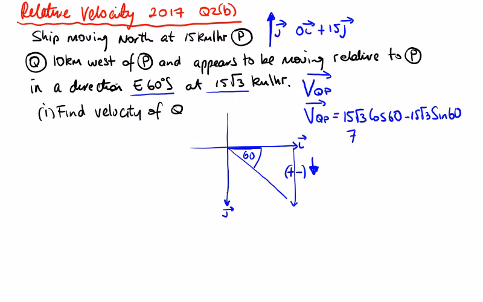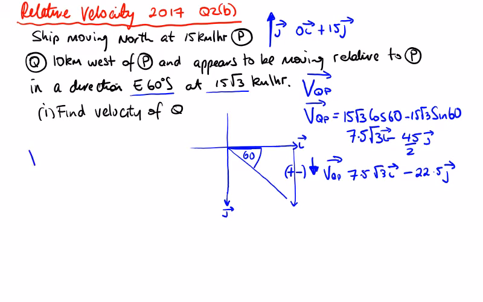So we have 7.5 or 15/2, probably should have written 15/2, but 7.5√3, and the sine of 60 is √3/2, so that'll be 15√3√3/2, which is 45/2. Then my I, J. So 7.5√3 I minus 22.5 J is the velocity of Q relative to P.